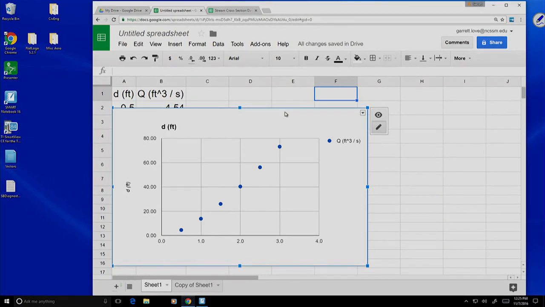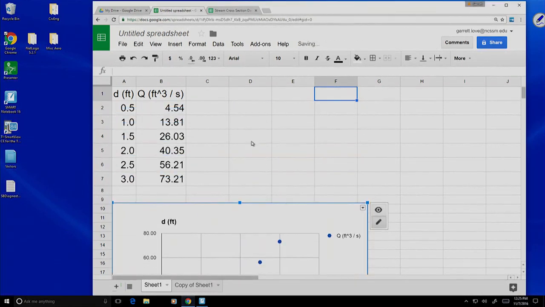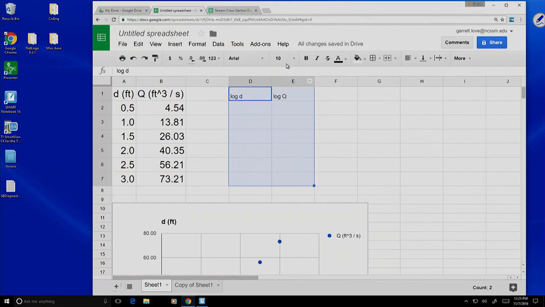And the way we're going to go about doing that is we're going to create two new columns of data. The first column, we're going to put the logarithm of D. And in the second column, we're going to put the logarithm of Q. In other words, we're going to take both of these values and calculate the logarithm in base 10. Again, we could do it in any type of logarithm here, but we're going to do the logarithm in base 10 of each of these values.